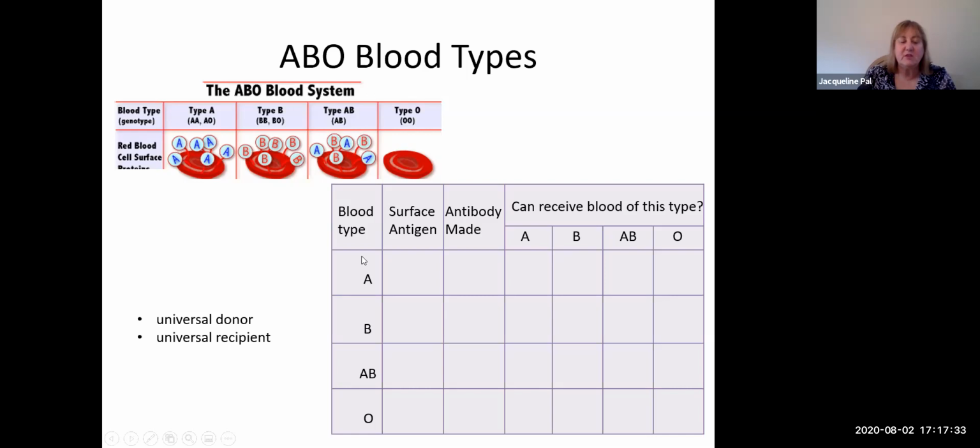Universal recipient is going to be looking here and looking across the rows here. Which one of these says yes across? I can receive A and B and AB and O. That's the universal recipient. So is the universal donor the same as the universal recipient? Only you will know once you have the table filled out.